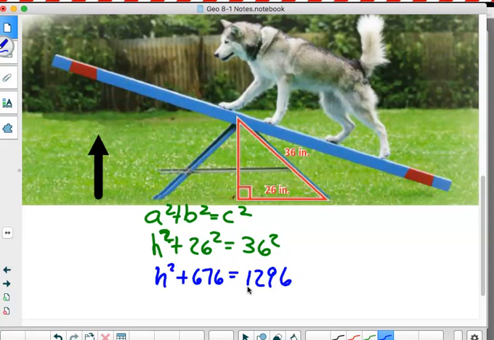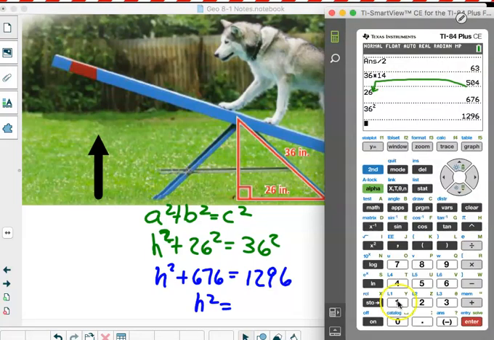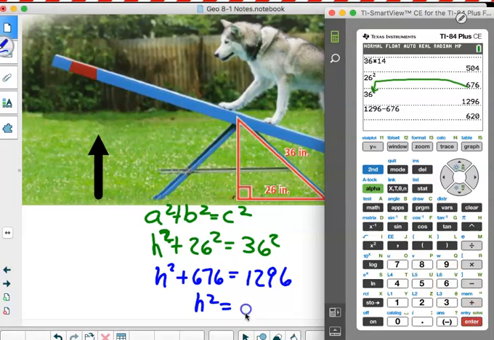So I'm going to subtract those, and h squared is going to be equal to 1296 minus 676. So I got 1296 minus 676, and that's going to equal 620. So h squared is equal to 620.